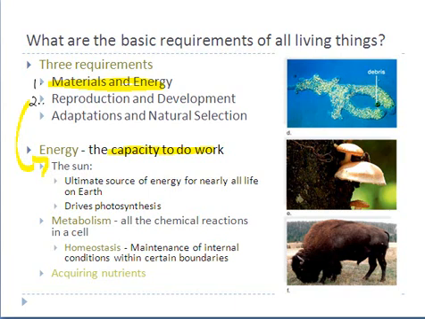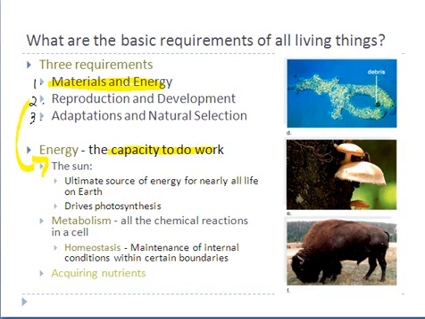Living things also need to reproduce and develop, which means they need to make a copy of themselves to pass the information from one generation to another, and they also need to develop from a fertilized egg to a larger complex organism. And thirdly, living organisms also adapt to the environment. By adaptation, we're talking about modification that will make the organism more suited to their way of life.